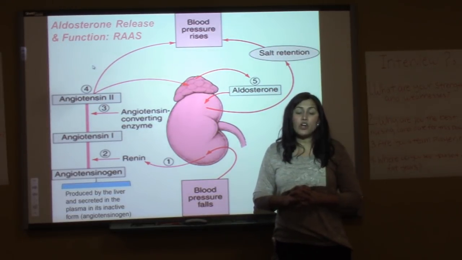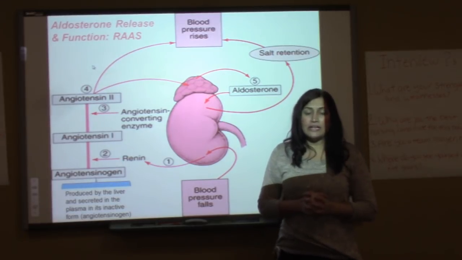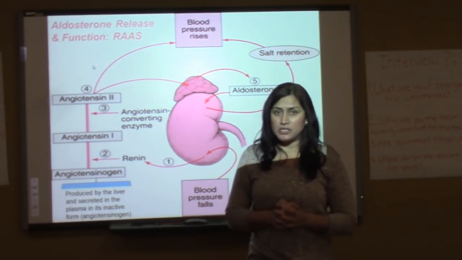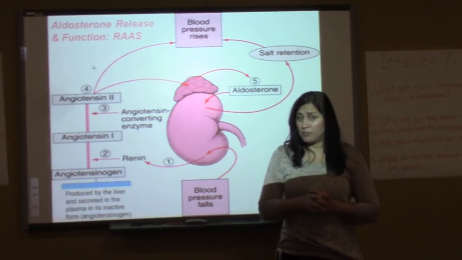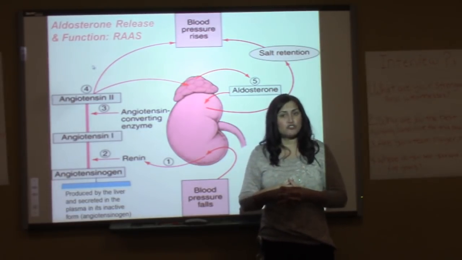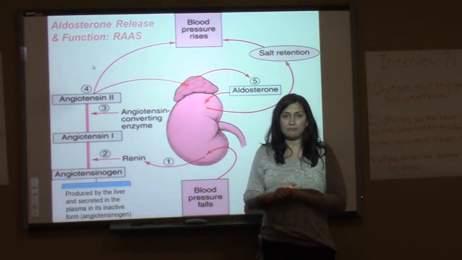Now, let's talk about the renin-angiotensin-aldosterone system. This is a very important system because a lot of blood pressure drugs come from this cycle.